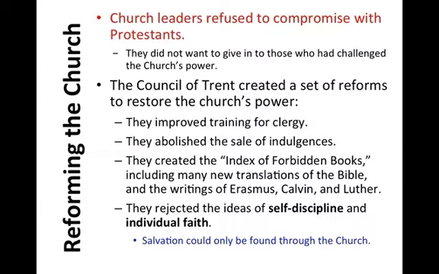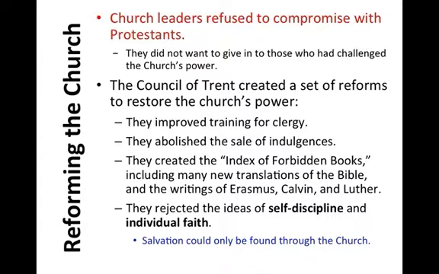Most importantly, church leaders refused to admit to compromise with the Protestants. They did this because they did not want to be seen as giving in to those who had challenged the church's power. For if others saw that the church gave in this time, they might be tempted to attack the church in other ways in the future.